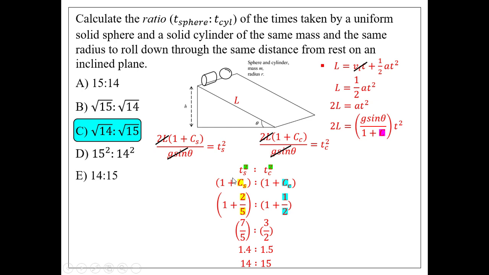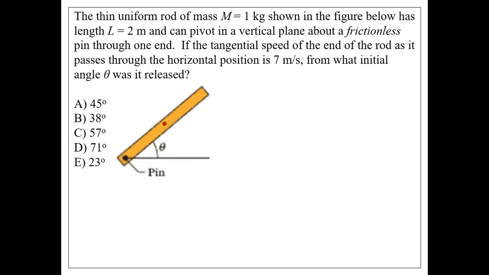Okay, so be careful with my strategy here. I solved for t squared, but the question asked for t, so just make sure you square root your final ratio at the very, very end. All right, other than that, that is the answer for this particular problem. Here, the next one I think is a little bit trickier. I'll show you a couple of different strategies to do this one.